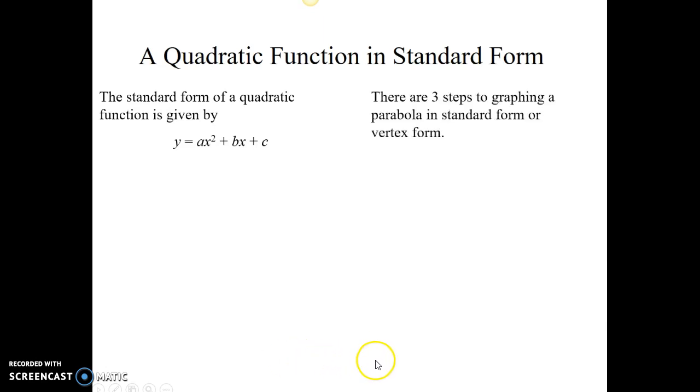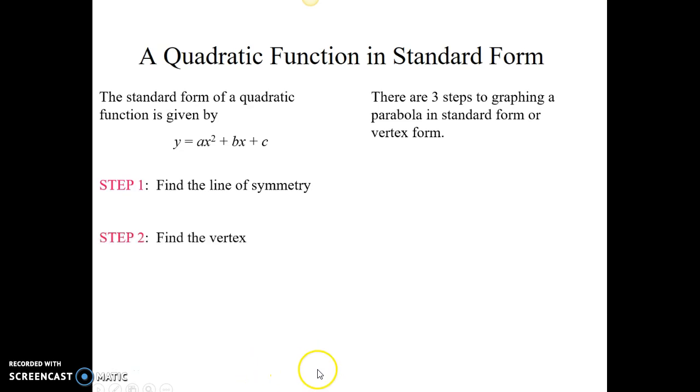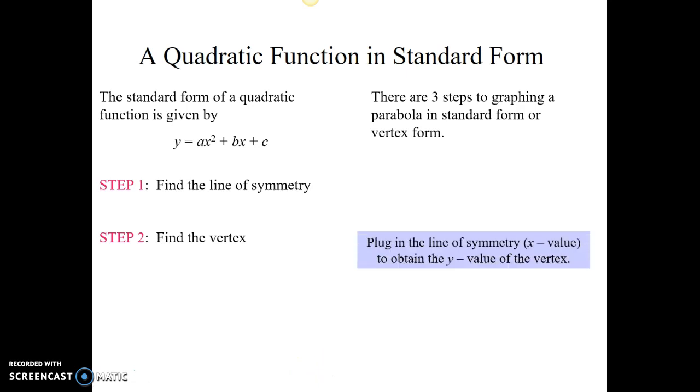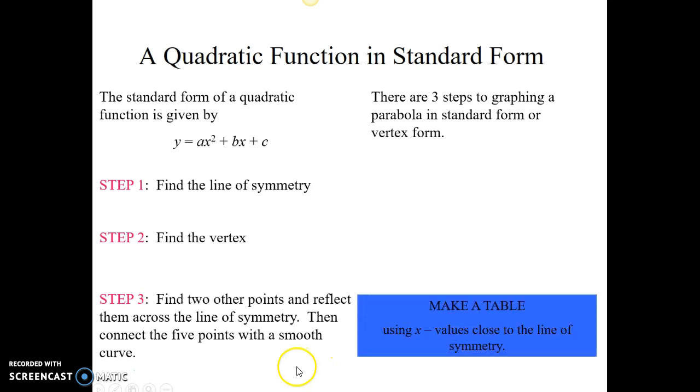There are 3 steps to graphing a parabola in standard form. Find the line of symmetry using the equation. Find the vertex by substituting the x value into the original equation and solving. Then the last step is to find 2 other points and reflect them across the line of symmetry. Then connect the 5 points with a smooth curve.